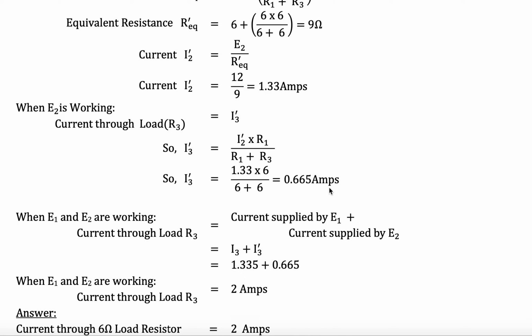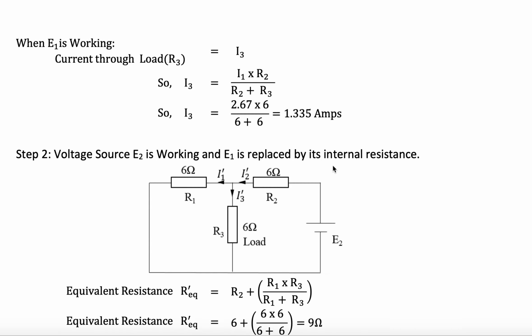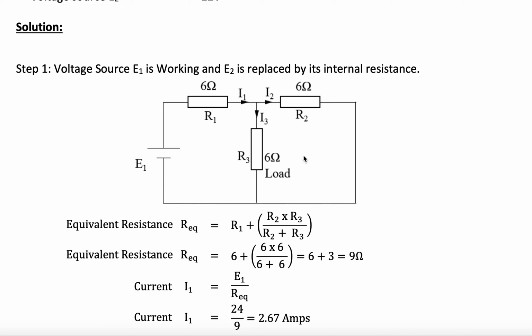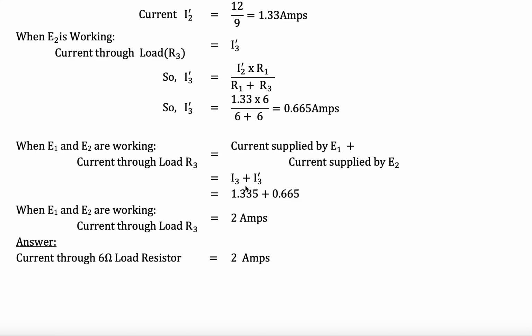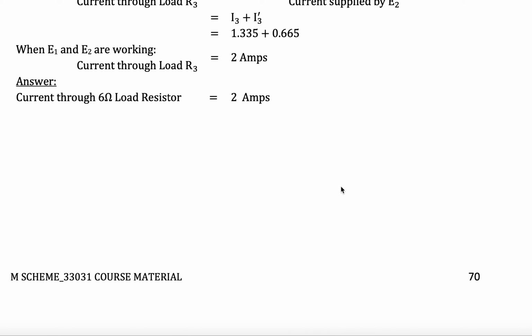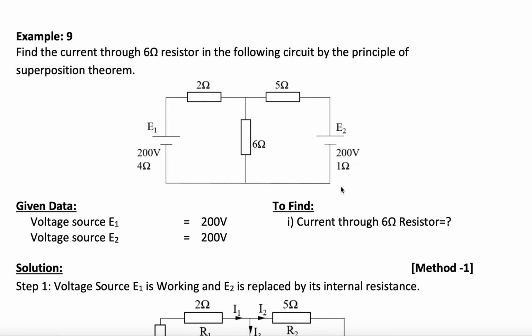Now both the current directions match. I3 dash and I3 flow in the same direction, so you can add them directly. I3 plus I3 dash is the current flowing through the load, that is 1.333 plus 0.666, nothing but 2 ampere. So this is the answer. 2 ampere is the answer.